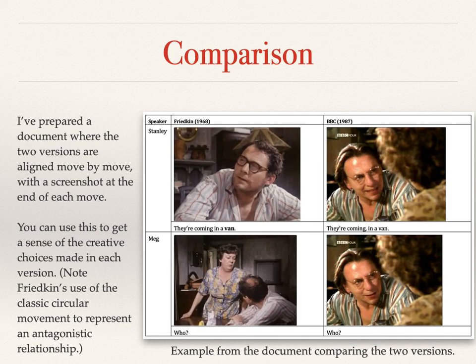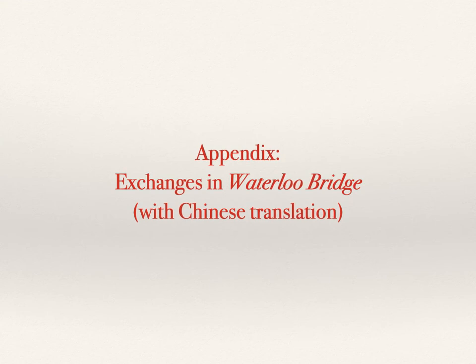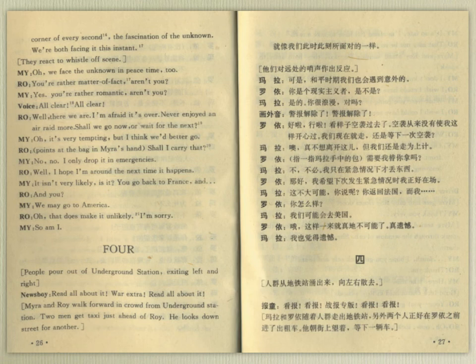This is the end of section 1 of lecture 5, but as an appendix, let me give you one more example, which I'll just walk through very quickly. These are exchanges from a film called Waterloo Bridge from the early 40s. The reason I've chosen this is that those of you who know Chinese can look at the Chinese translation, just to have a little bit of a comparison of interpersonal patterns in English and in Chinese. This is the book, Waterloo Bridge. You have the original English dialogue to the left and the Chinese translation to the right. And this is between Roy and Myra.